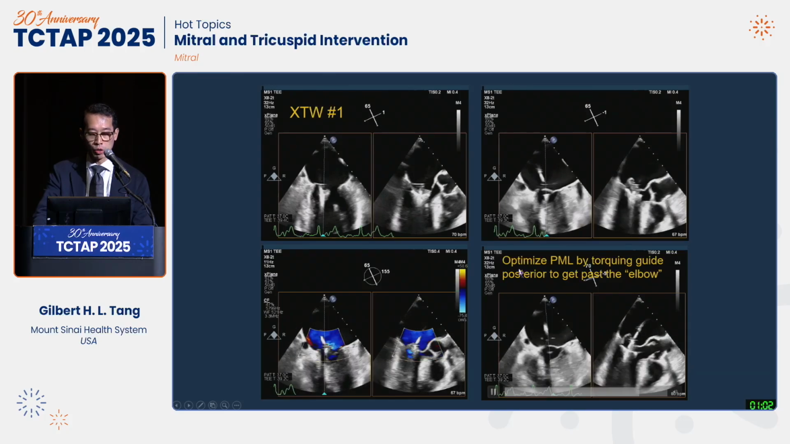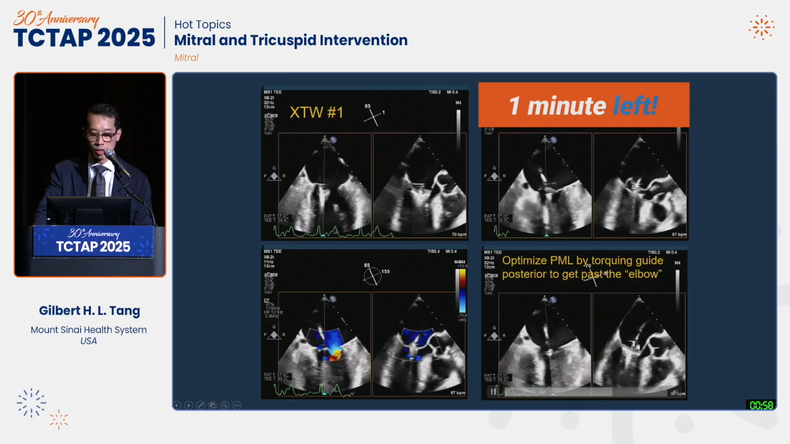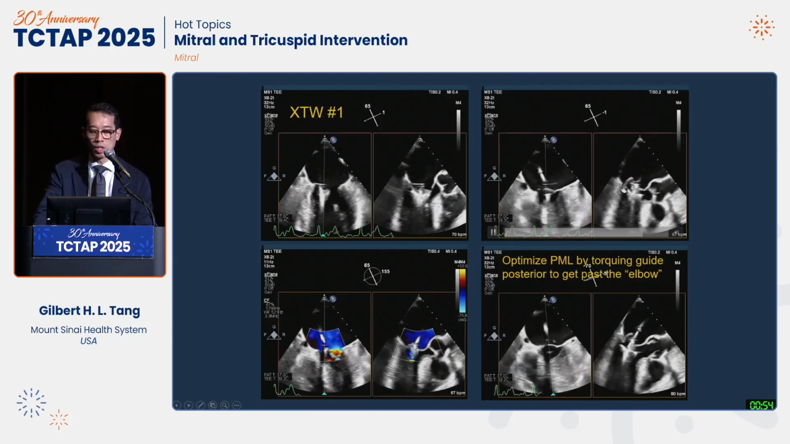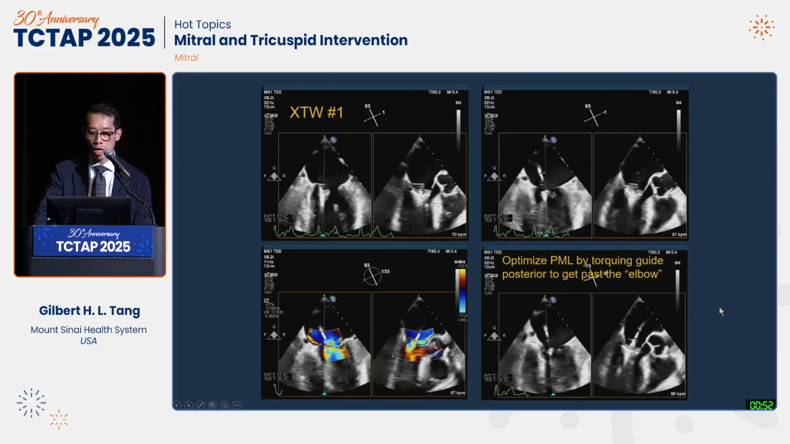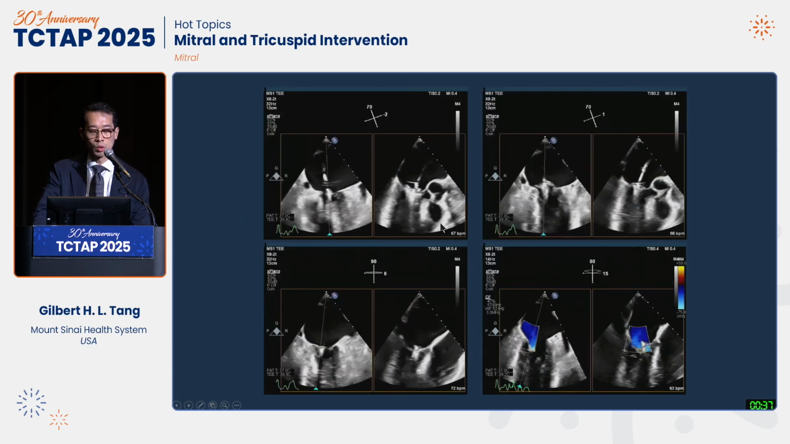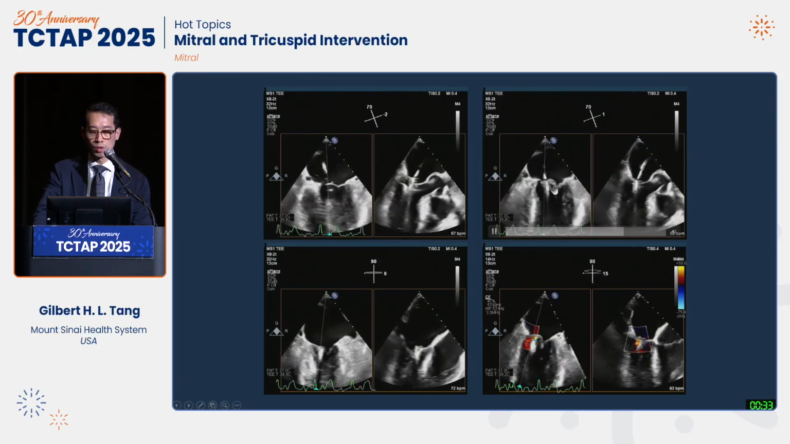Okay, so we actually had to go more posterior to grab where the elbow is before we drop the grippers. So that's very important. Even though the leaflet is long enough, if you don't grab the elbow, you're going to see a big rock. So for the grasping, you want to enter the LV, close, grasp in diastole, avoid the segment getting stuck to the grippers, and try to grab as much as possible and use a second clip to stabilize. So here you can see nice bounce on the grippers.